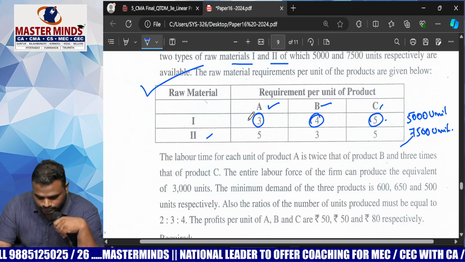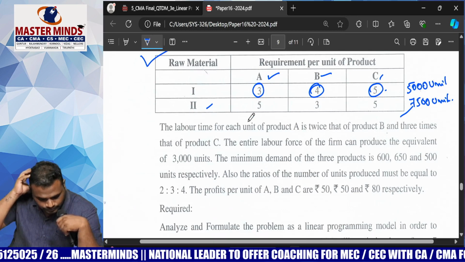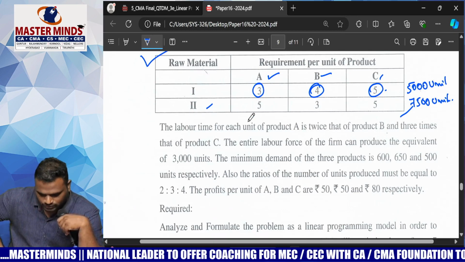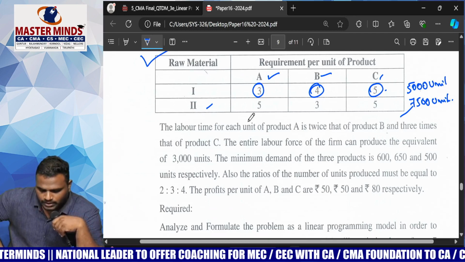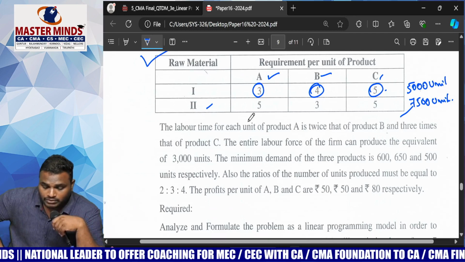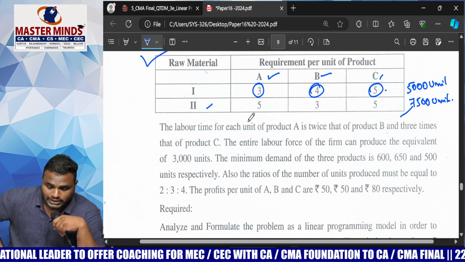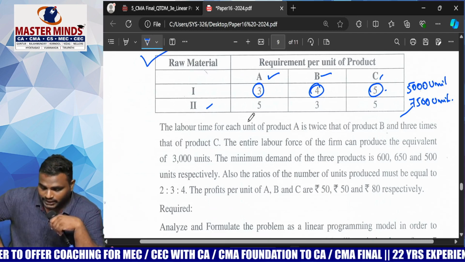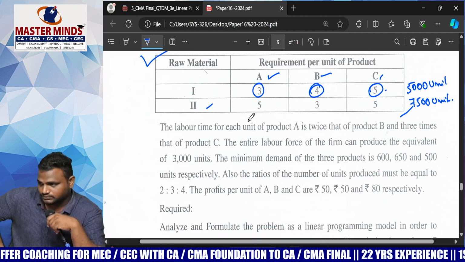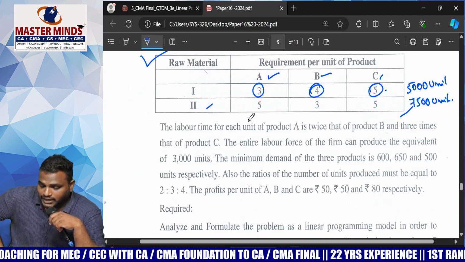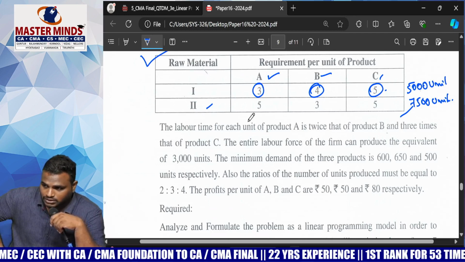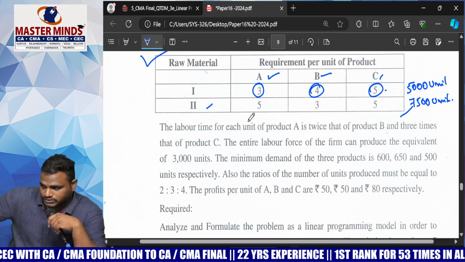Next, continue. The labor time for each unit of product A is twice that of product B and 3 times that of product C. Okay. Now here labor time for each unit of product A is twice the product B and thrice the product C. The entire labor force of the firm can produce equivalent of 3000 units. What do you observe from that?